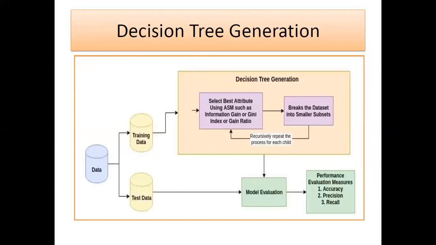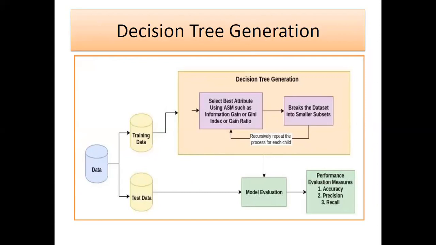How will it do that? Then the data is there. We'll be giving the data set, which you've already seen. On the left side, you have already seen how our data set looks. With training data and test data, the data will be divided into two parts: training data is 80%, test data is 20%. And then decision tree generation will be done.